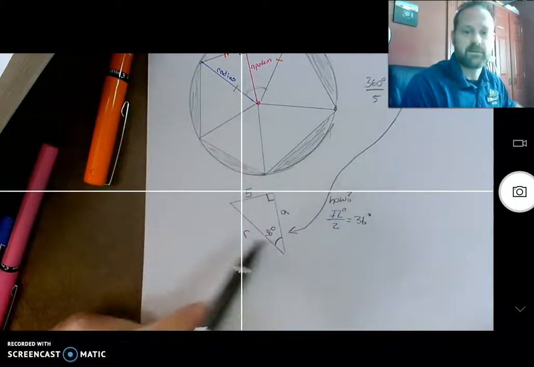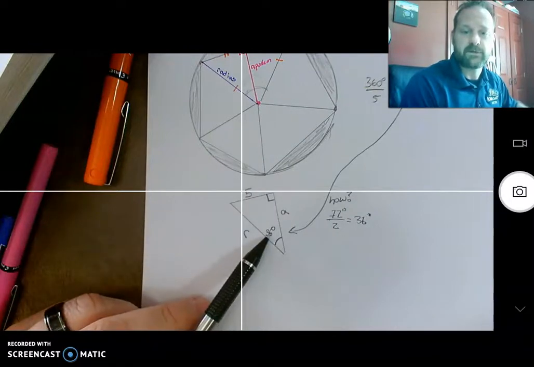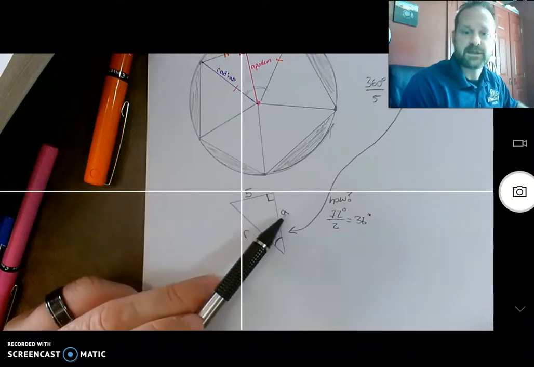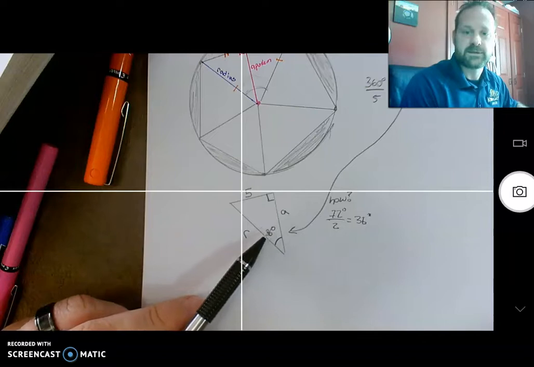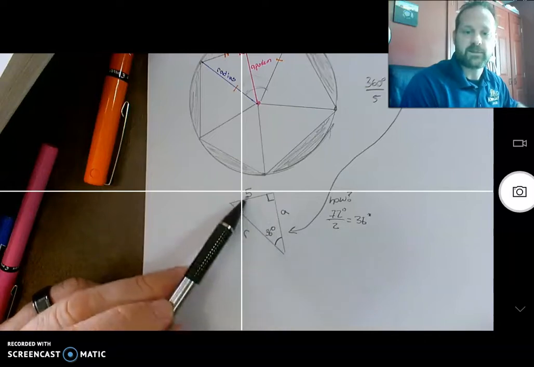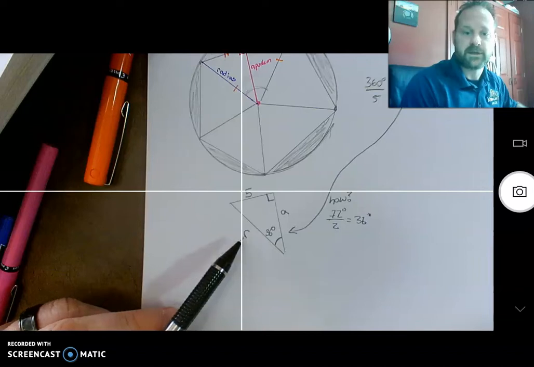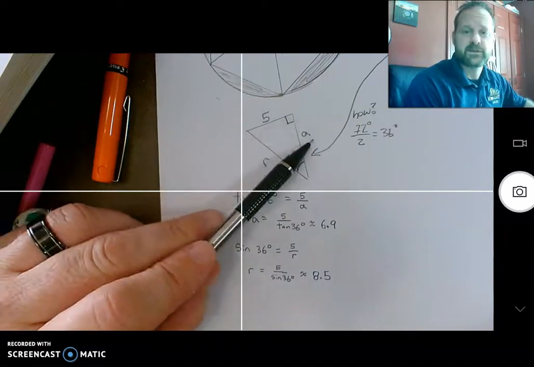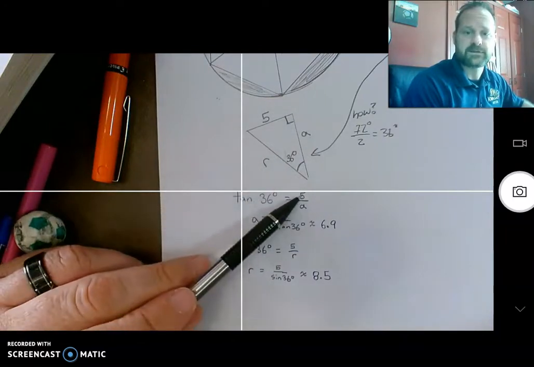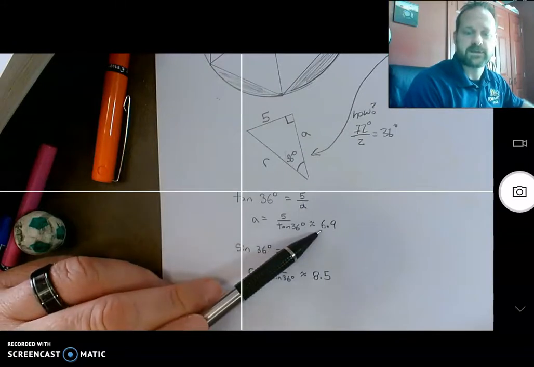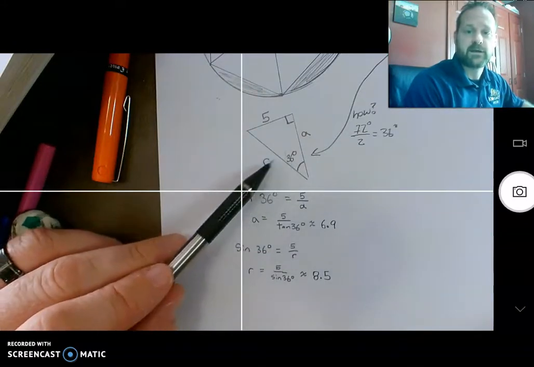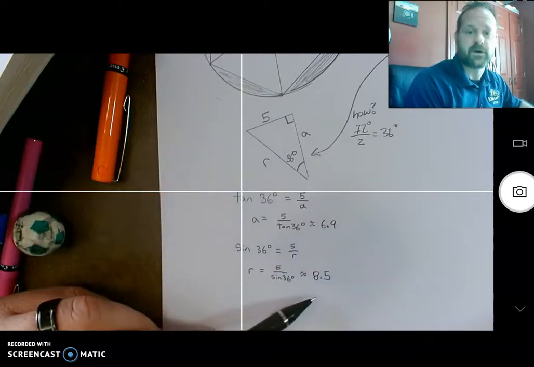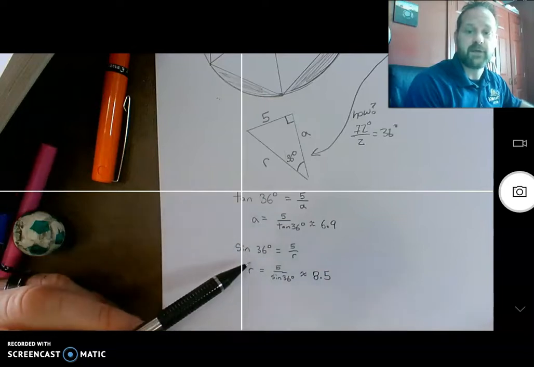Okay, so I'm going to go ahead and set up my trig functions. I'm looking for A. In this case, it's going to be opposite and adjacent. That's tangent. And this one's going to be opposite and hypotenuse, and that's going to be sine. So again, in reference to this angle 36, opposite over adjacent. Tangent 36 is 5 over A. Solving for A gives me 6.9. And then sine, opposite over hypotenuse. Set that up, solve for R, gives me 8.5. Now I have everything I need.